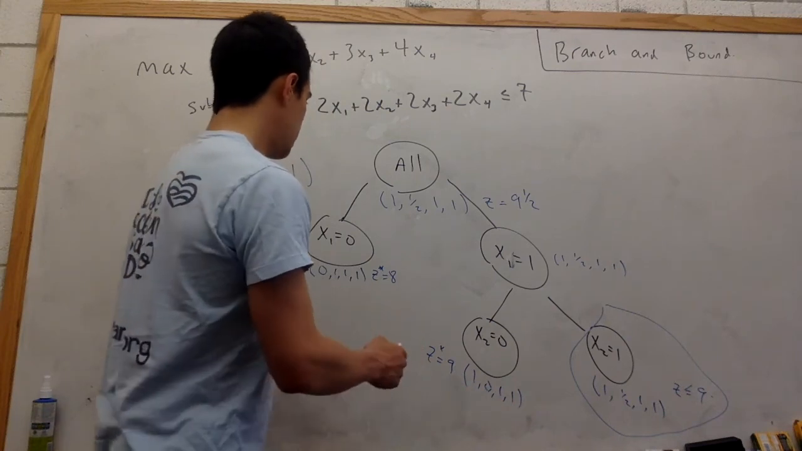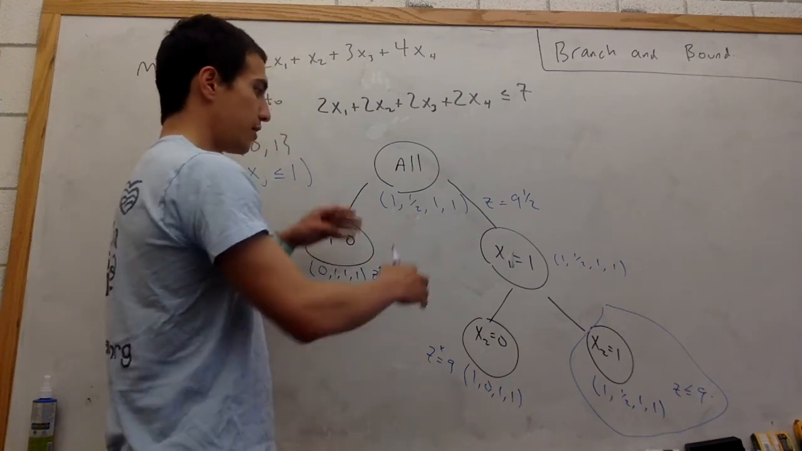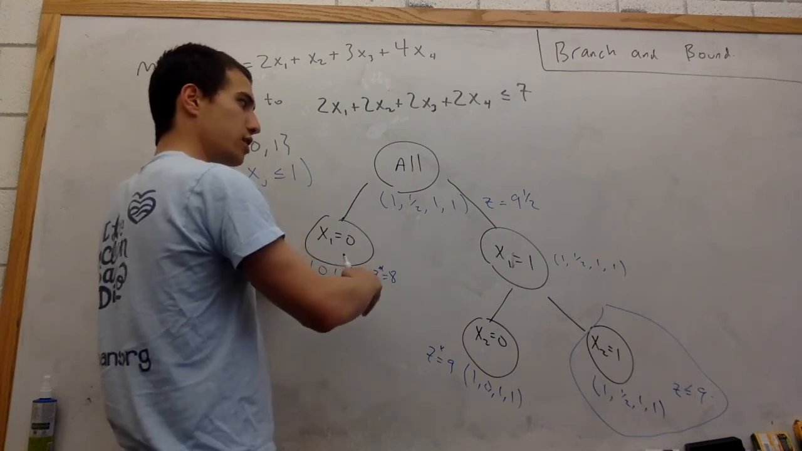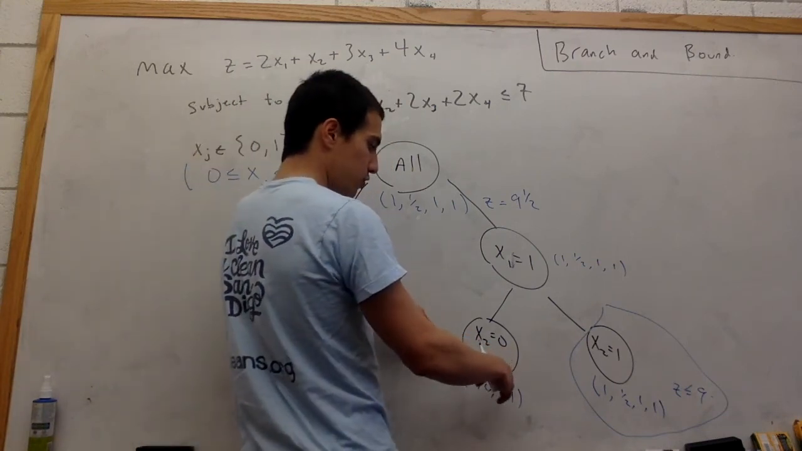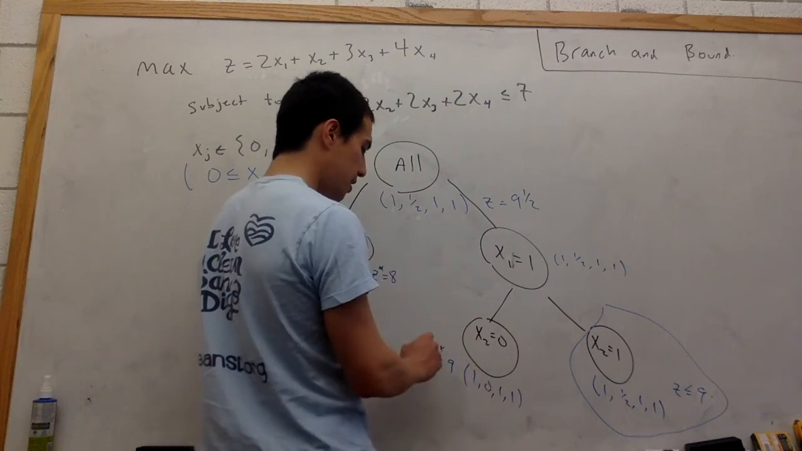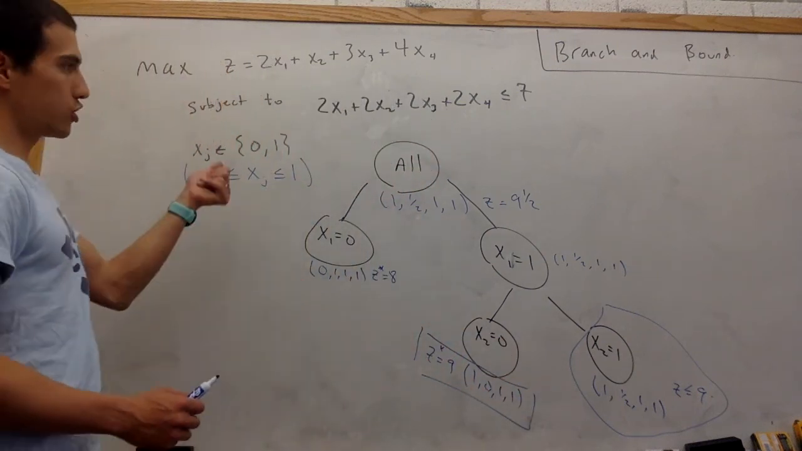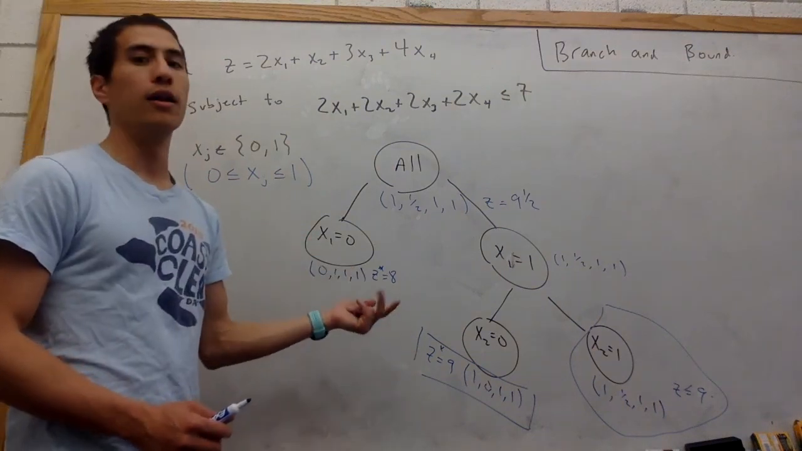And at this point, I've completed all of the subproblems, right? This was a feasible solution, so this side of the tree is completed. And now this is a feasible solution as well, so this side of the tree is completed. And so now this is my optimal solution: x1 equals 1, x2 equals 0, x3 equals 1, x4 equals 1.